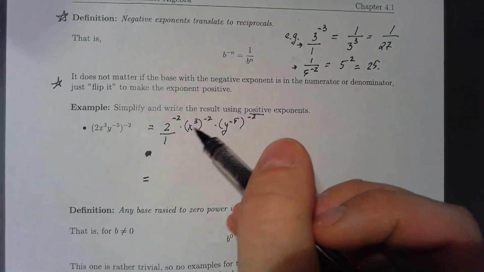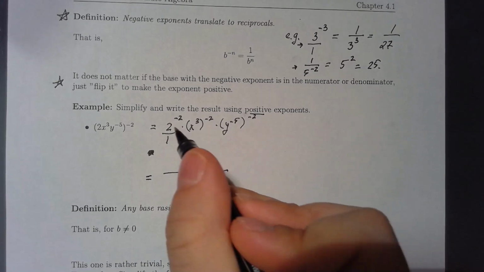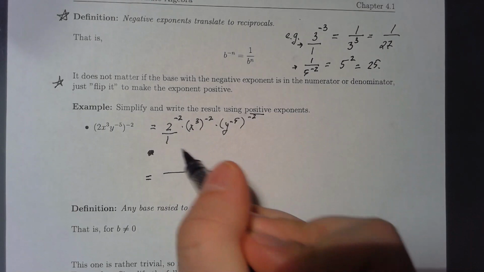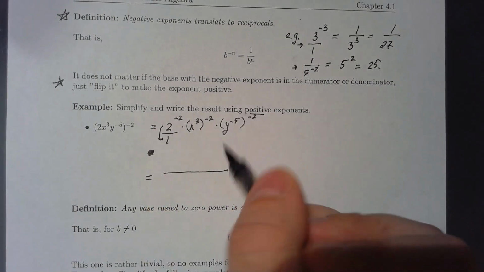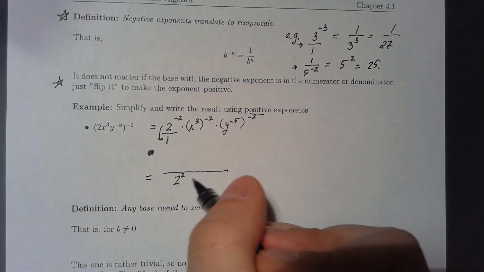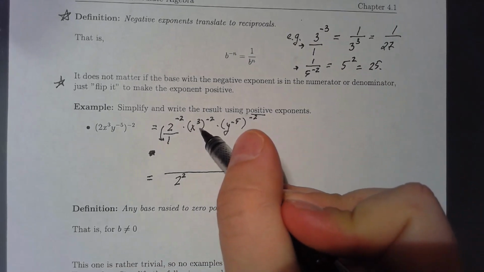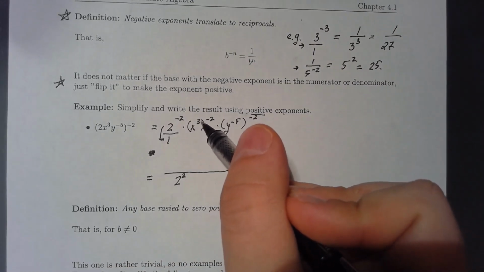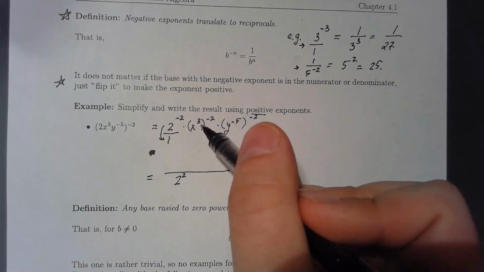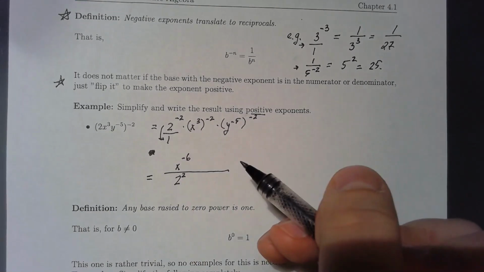So when I rewrite this, here's my fraction bar. I'm going to bring this guy down. I'm going to reciprocate. So now I'll have 2 to the second power. Obviously that's 4, but I'll worry about that later. Let's look at this one. So this is x cubed to the negative second power. What's a power to a power? The product. So what's 3 times negative 2? Well, that's going to be x to the negative 6 power.